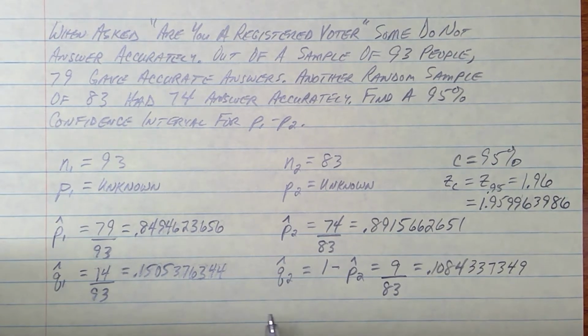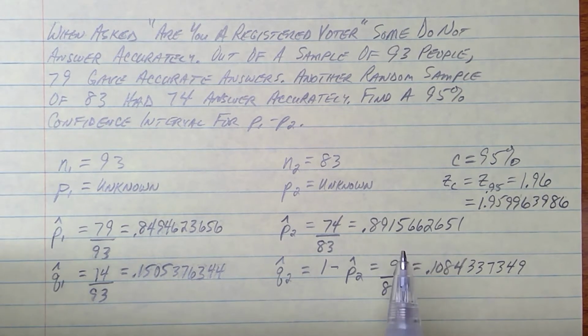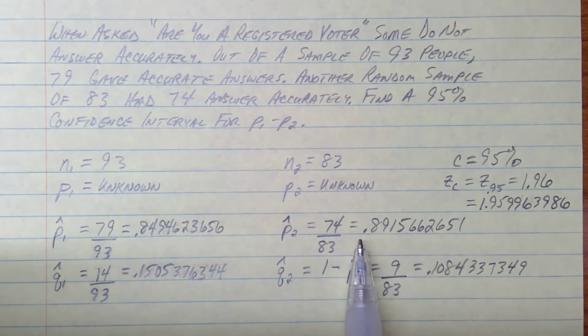All right, over in group 2, we had 74 out of 83 answered accurately. As a decimal, it looks like this. You're probably fine if you use 4 numbers after the decimal, 8, 9, 1, 6. That's going to round it up. If you can't get the right answer, or you can't get your answer to match up to the book answer, then just come back and use a more accurate version of p hat.